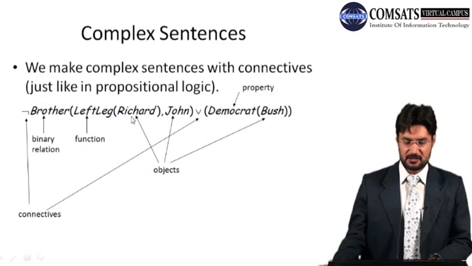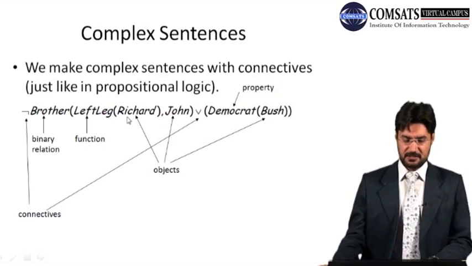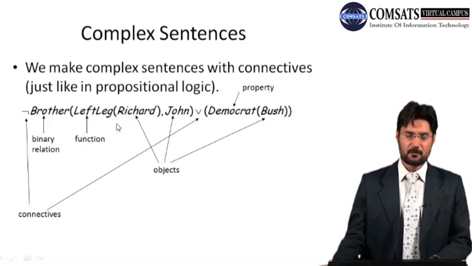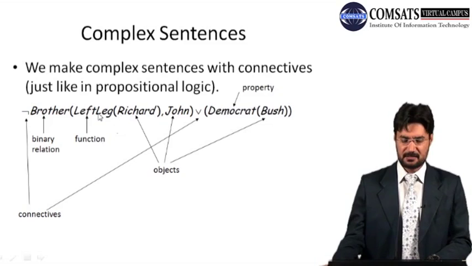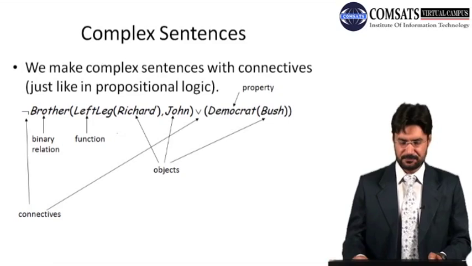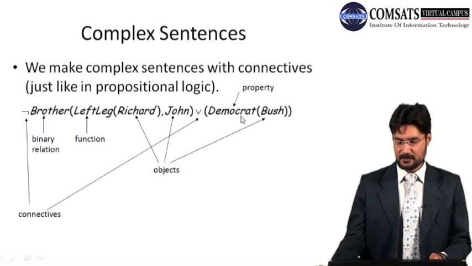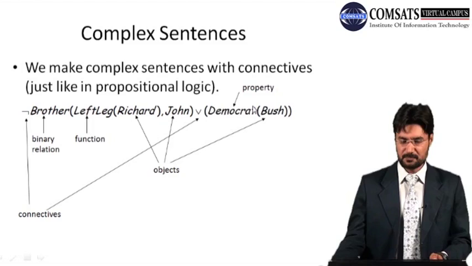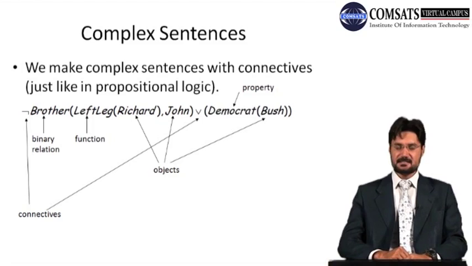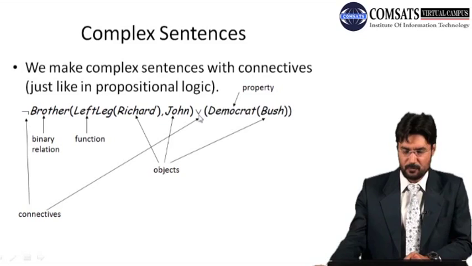One object is Richard, another is John, but we want to find out if Richard is a left leg or not, because left leg is one rank in the kingship or kingdom system. So this is one kind of function we can also call it. And then we have connectives, which is and, or this is or. Democrat or Bush. So we can combine this as another sentence. We can combine different sentences, use different logical operations, and then we can make complex sentences.